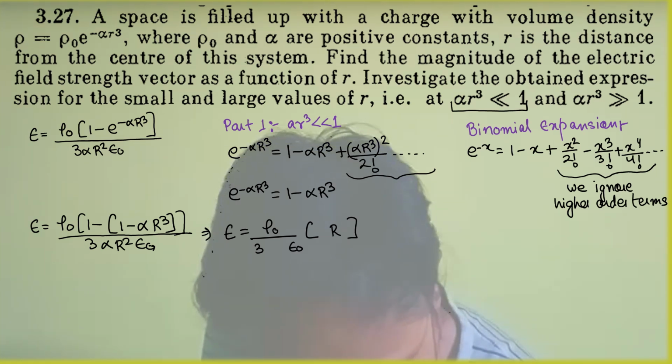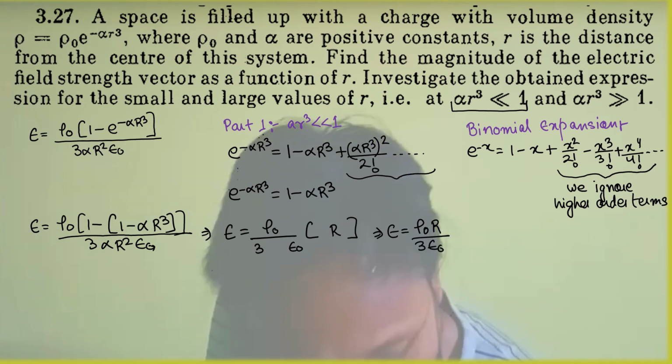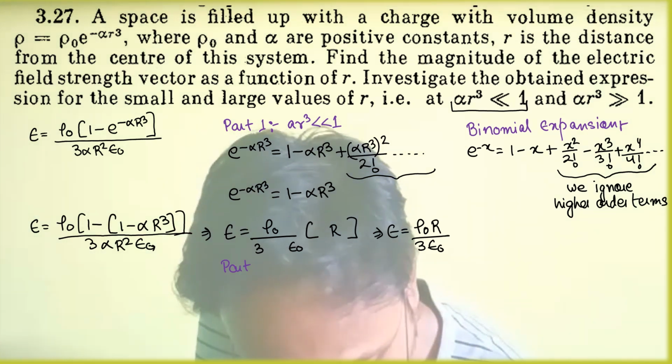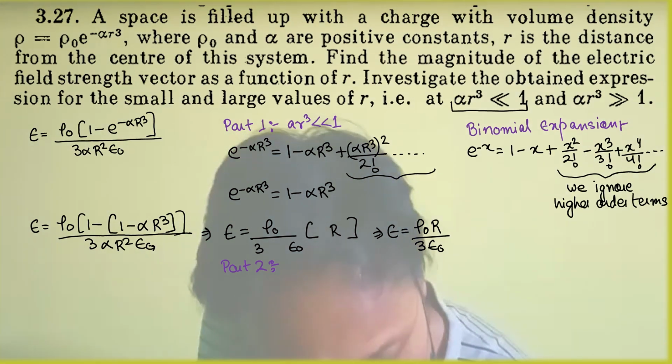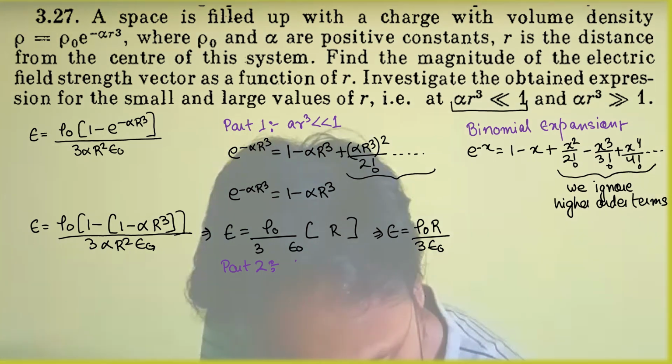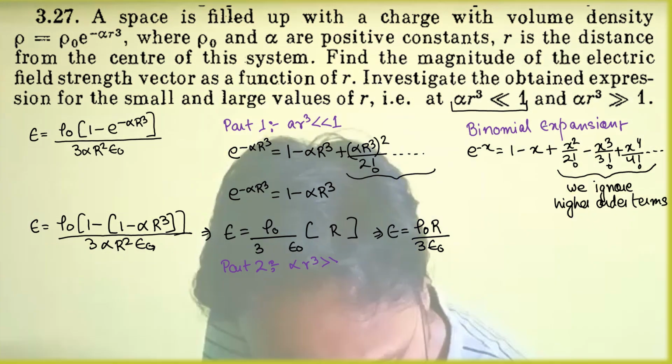So we're left with electric field is equal to rho naught r by 3 epsilon naught. Case 2, or part 2 of the question, is nothing but when alpha r cube is much greater than 1. When alpha r cube is much greater than 1.